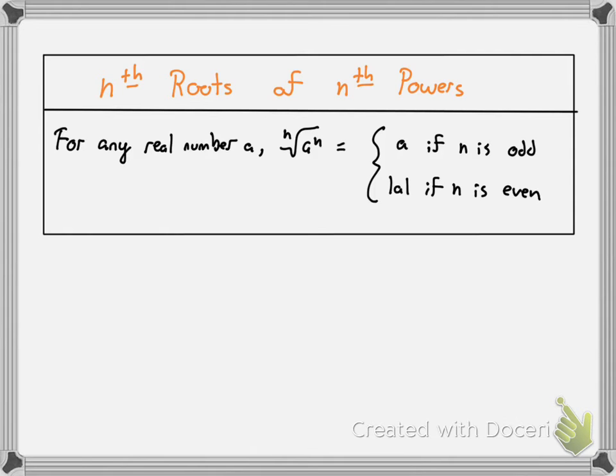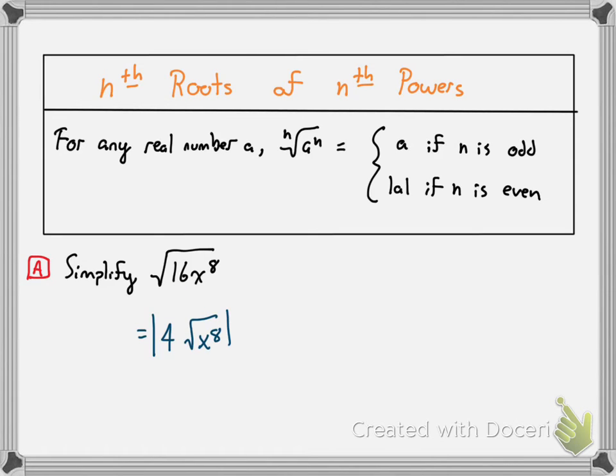And let's look at an example here. I want to simplify the square root of 16x to the 8th power. I'm taking an even root here, so I'm going to think about including absolute values. I'm going to break these down one term by one term. The square root of 16 is 4. So now I have the absolute value of 4 square root of x to the 8th. Also, I have absolute values here because I'm taking a square root, so this is an even power that I'm working with.